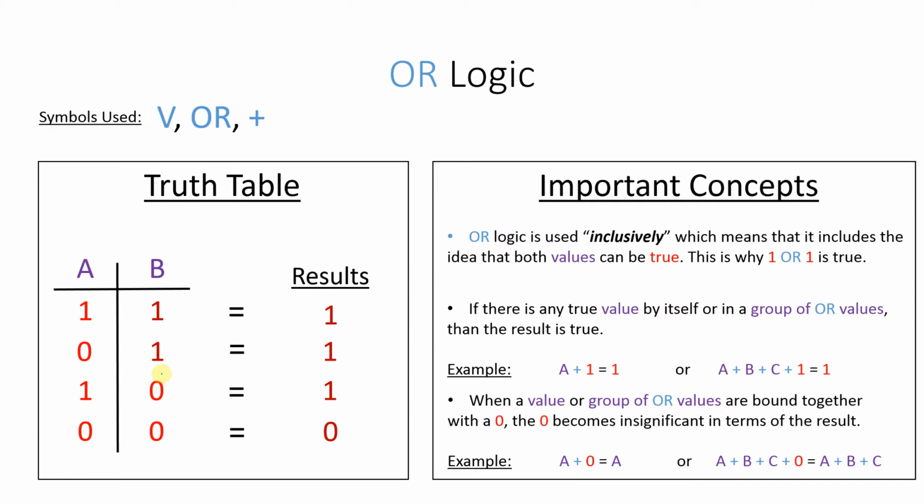Now this is OR logic. The way OR logic works is, in order for the result to be true, not both variables, but one or the other has to be true. Now you only need one. However, since this one definitely has 1, the result equals true.